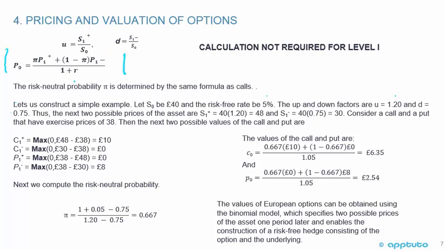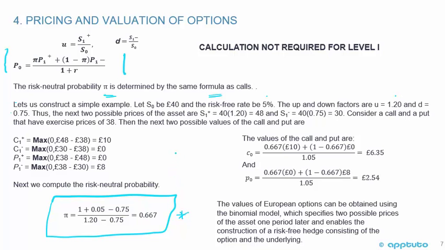Divided by 1 plus the risk-free rate, okay? So the risk-neutral probability is determined by the same formula for puts or calls, and it's down here. We calculate the risk-neutral probability. So remember, the numerator is 1 plus the risk-free rate minus the down, divided by up minus down. So we get a risk-neutral probability of 0.667, okay?